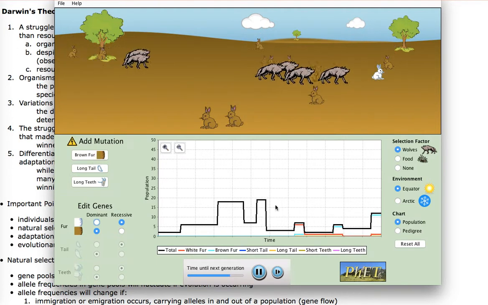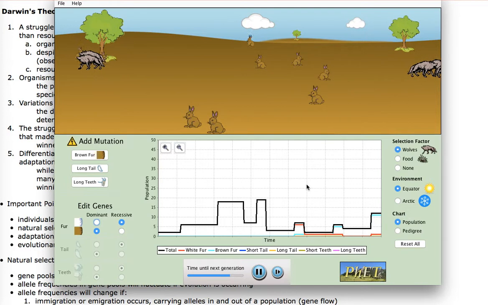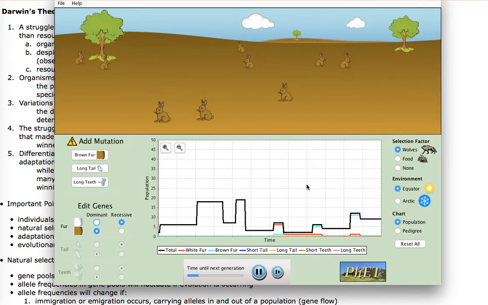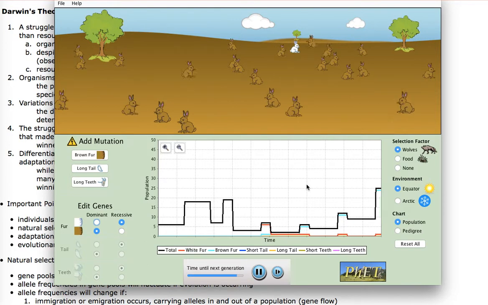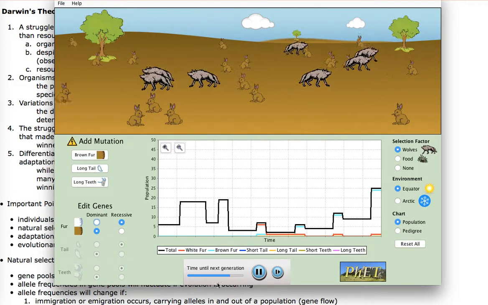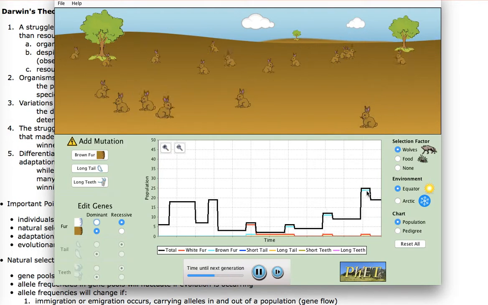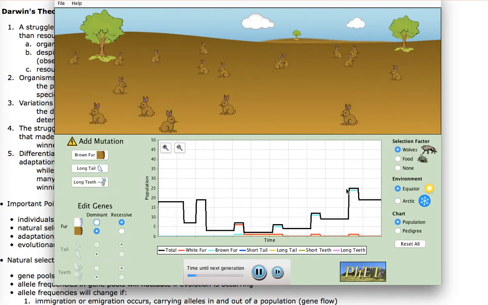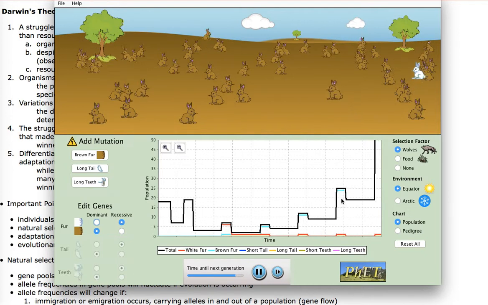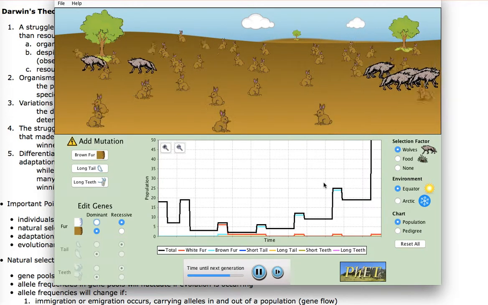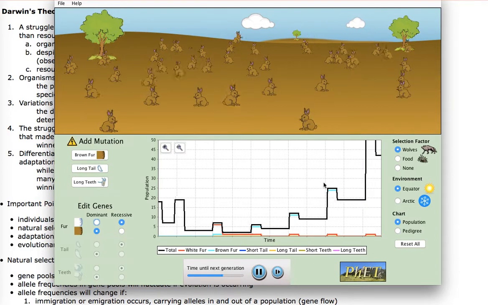Down here you can see the gene frequencies changing in the rabbit population. Brown is becoming more common, and the white is very much less common. White is in red, brown fur is in blue, and you can see the brown fur, that light blue line there, is much higher. The total frequency is what the dark line is. So now the brown rabbits are out of control, but you know what?